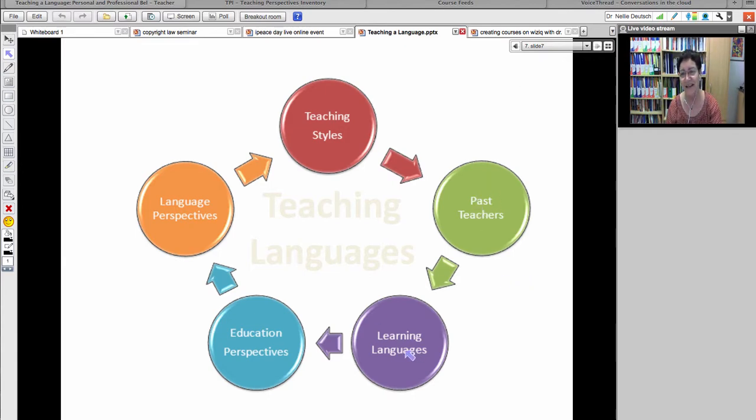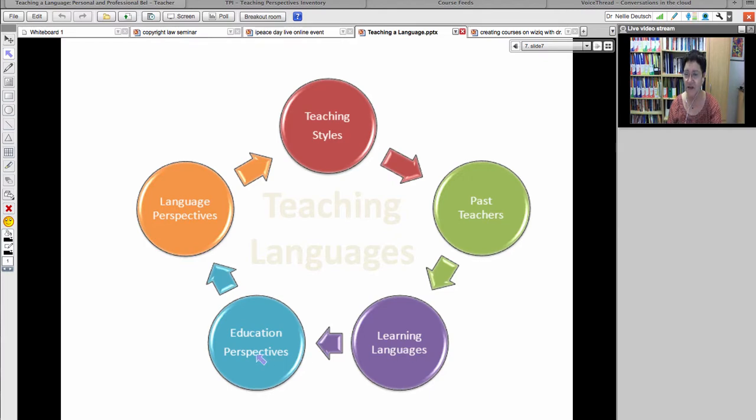And then learning languages. What does it mean to learn a language? What goes into it, in your opinion? And then you can get information about what linguists say about learning languages, learning first languages, second, and so on, learning a native language. What makes a native language? These are some ideas that you might want to look into.